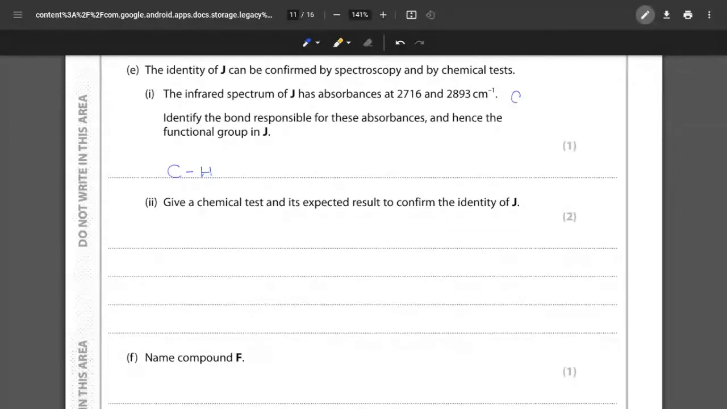So again, you would check in your data book in the IR table for this information, but we have to be specific that it is C-H in an aldehyde. And you will see that it says that in the data book. It's not just a C-H, because that could be a C-H in an alkene, and any other sort of substance. So it has to be the C-H in the aldehyde.